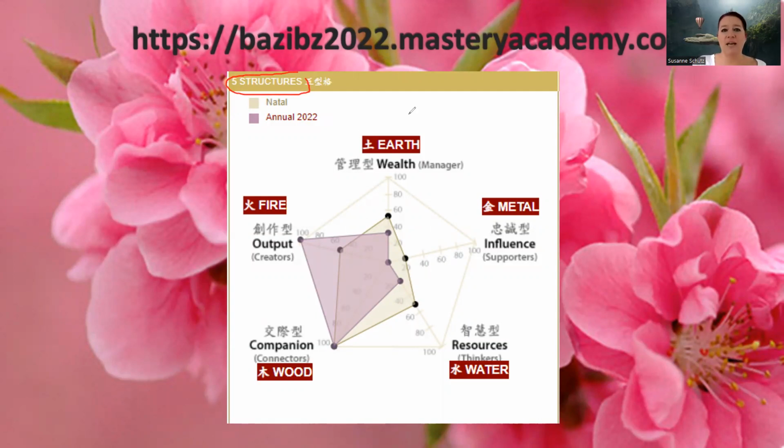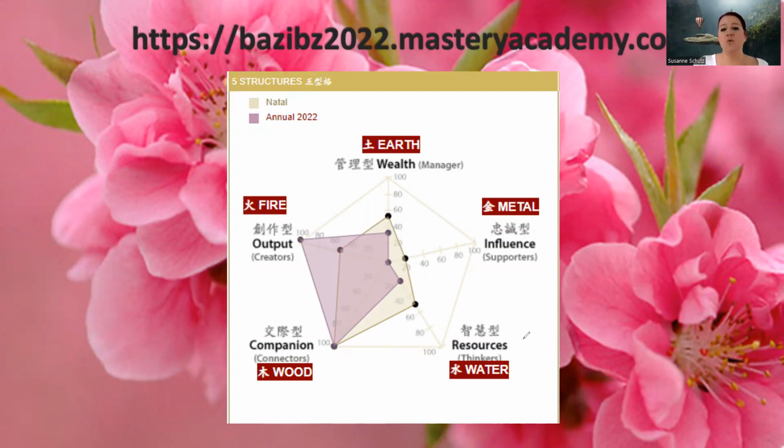You have a look there, and you will see 2 diagrams. One is beige in color and one is purple in color. We are not concerned with the purple colored diagram. This is just an annual sort of indication of where the person is going. What we look at is the natal diagram, this beige colored diagram. This is what we're going to look at.